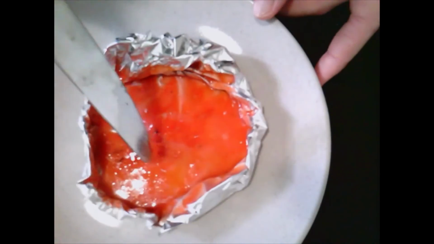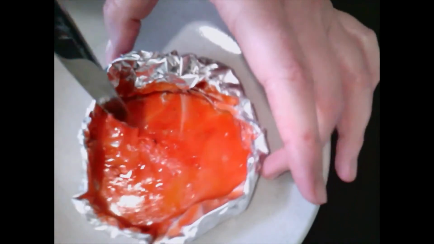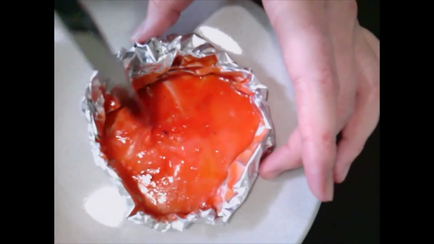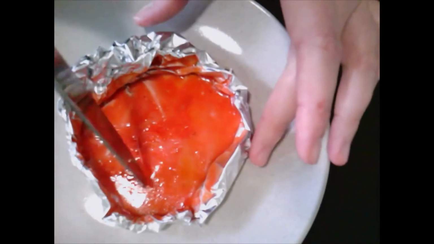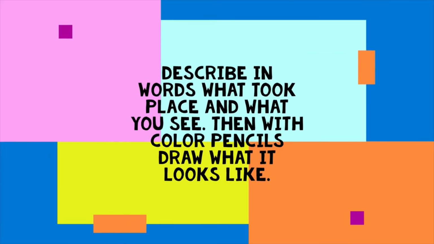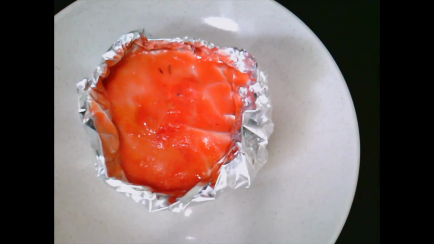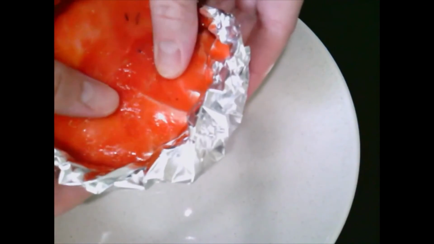Now, when it starts to cool, as it already is, what will it turn into? When our magma starts to cool, what will it turn into? Igneous rock. Awesome. Good job, guys. So right now we have igneous rock. It has cooled down. This is considered igneous rock.